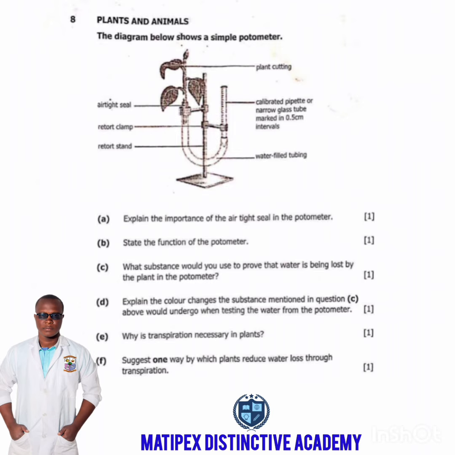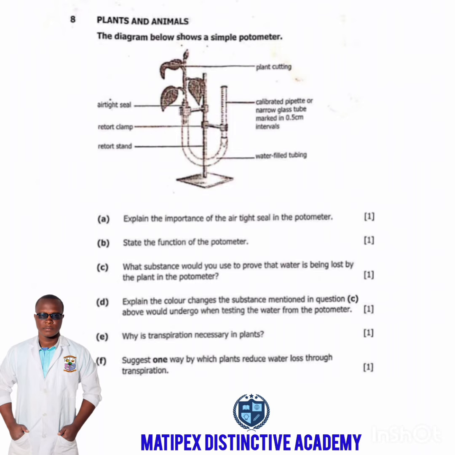So the potentiometer is used to measure the rate of transpiration. The potentiometer measures the rate of uptake of water. You can write it in that form. So the answer is the potentiometer measures the rate of uptake of water, or the potentiometer measures the rate of transpiration. Okay, let's look at question C, guys.